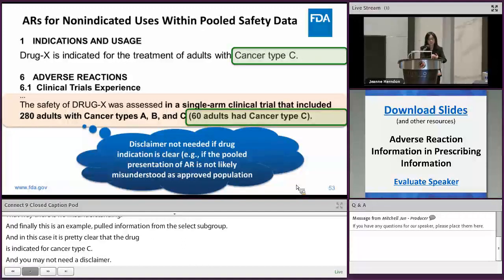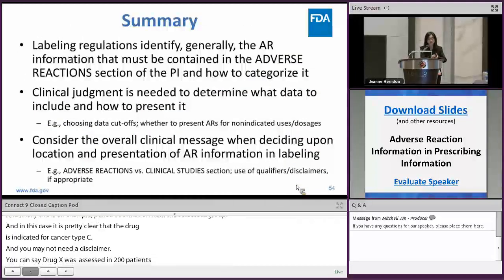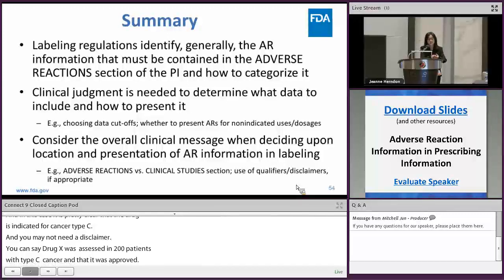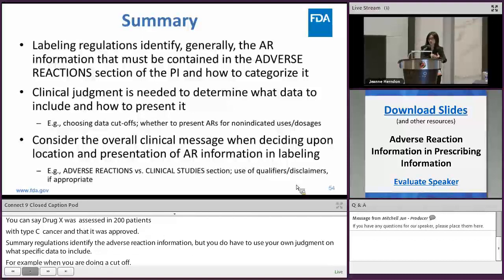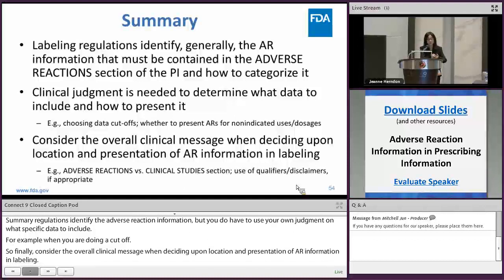So, in summary, the labeling regulations identify the information that's required and how to categorize it, but you have to use clinical judgment in the end to determine what specific data to include and how to present it, for example, when you're doing cutoffs and presenting non-indicated usage or dosages. And so finally, consider the overall clinical message when you decide what to include, where to include it, and how to present it. So it's a lot of judgment on your part in designing this section, and it's going to depend on the indication, the disease being treated, the drug safety profile, and various other factors.